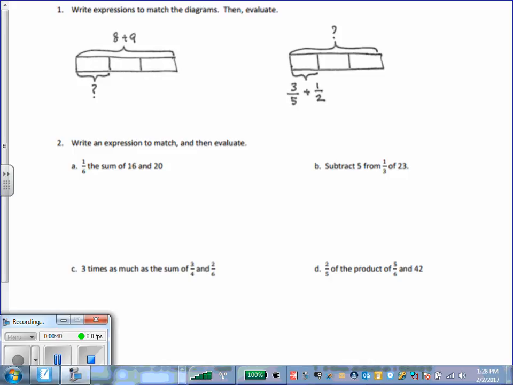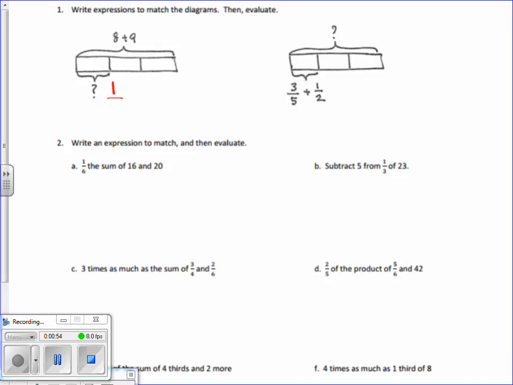There's Adley. Yes, Adley. 8 plus 9 equals 17. I'm not solving anything yet. 1/3. So we got 1/3 because there's 1/3 of 8 plus 9. That is the expression that we're going to use to solve this problem.